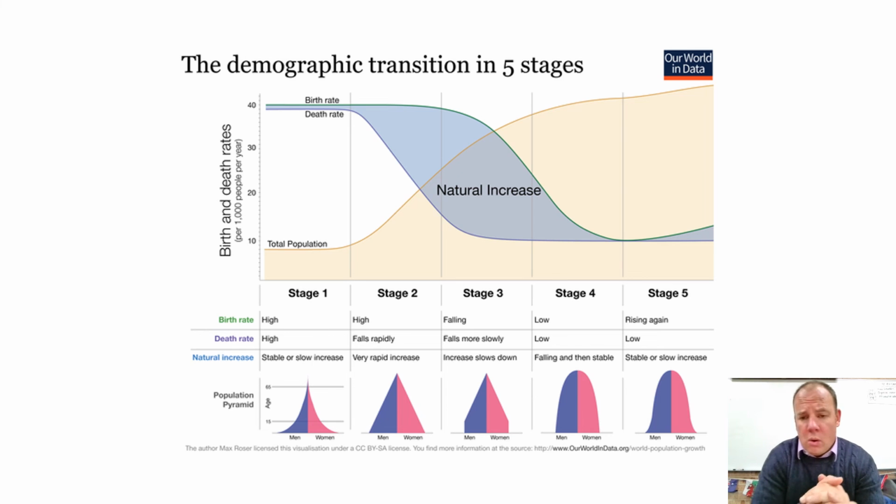Stage 5 is what countries like Japan and Italy are now seeing. We're seeing that natural increase is decreasing, and we're seeing population starting to level out. Now, this is in the most advanced developed countries. Some countries in the world at this moment are still at stage 3. Why is that? Because the technology has not got to those countries, and that's why population is increasing.